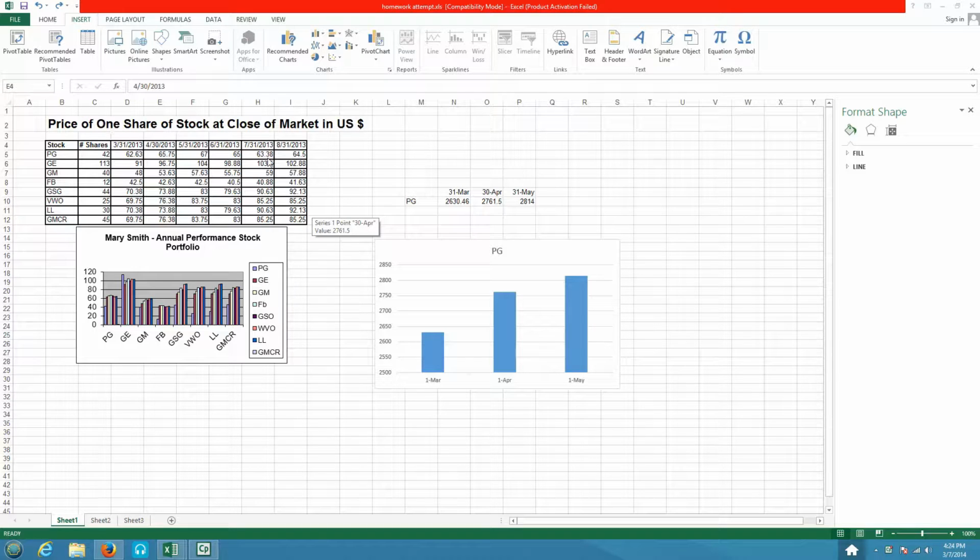This is primarily for one specific student, and I made a video already. It was way too long, so I'm going to just give you the bare bones of how to get started with this problem for Module 6. It has to do with this table of values for various stocks: Procter & Gamble, GE, GM, Facebook, etc. So what's going on in the table?